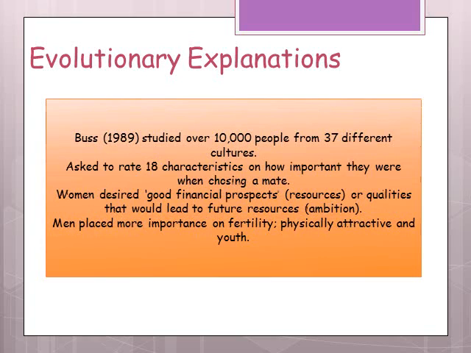Buss studied over 10,000 people from 37 different cultures and asked them to rate 18 characteristics on how important they were in choosing a mate. Women desired good financial prospects, so resources, or qualities that would lead to future resources, so ambition. Remember, this is because we said that women want men that can provide and look after them and their offspring. Whereas men place more importance on fertility, physical attractiveness and youth. So there are indications that a woman would be able to reproduce and have offspring.